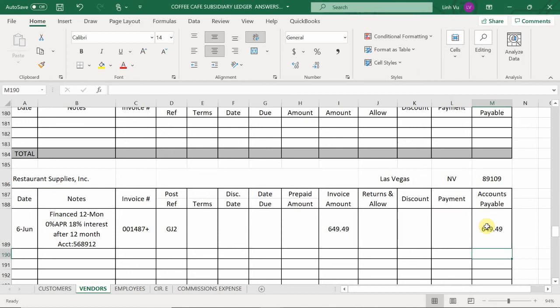I owe restaurant supplies $649.49 because I haven't made a payment yet. I did not make a deposit or a down payment. I owe them $649.49 for the cash register that I just bought. Okay? And that's how you go ahead and fill this out.